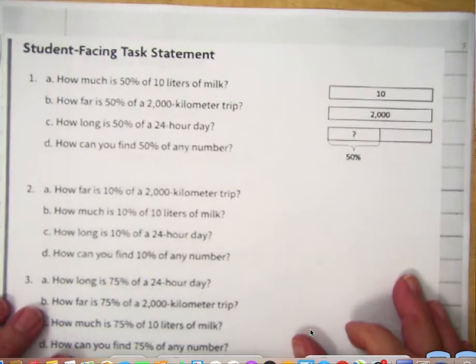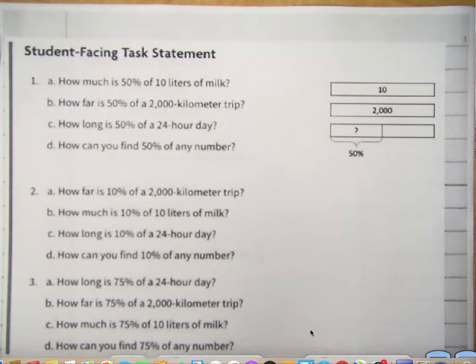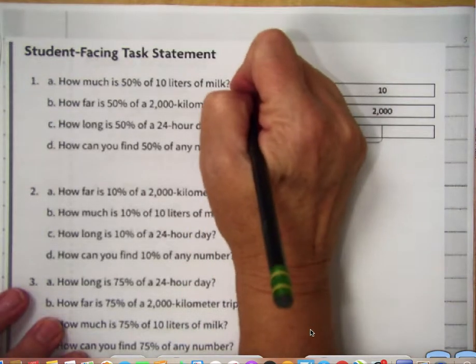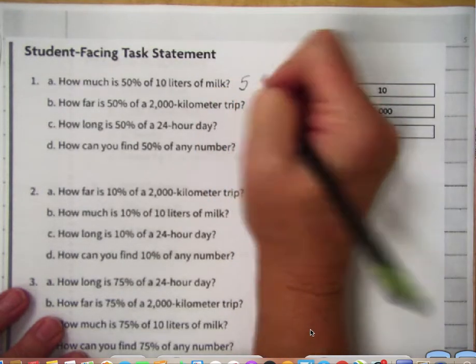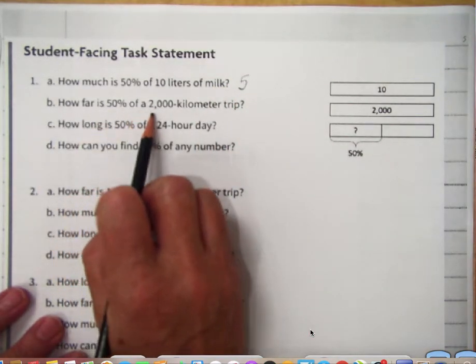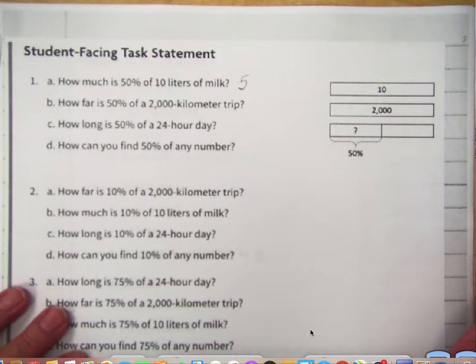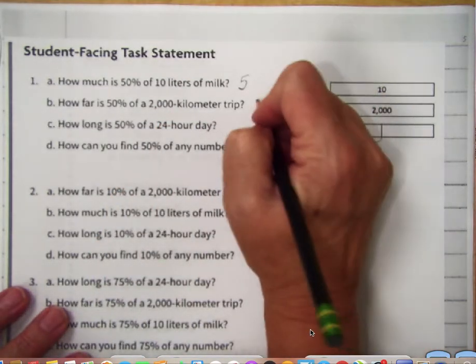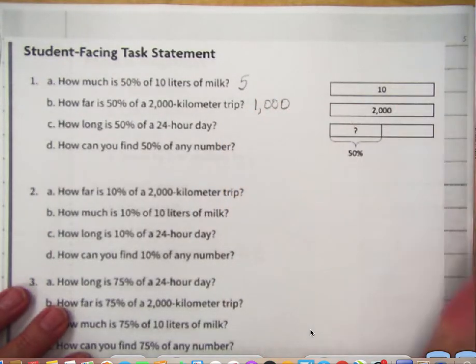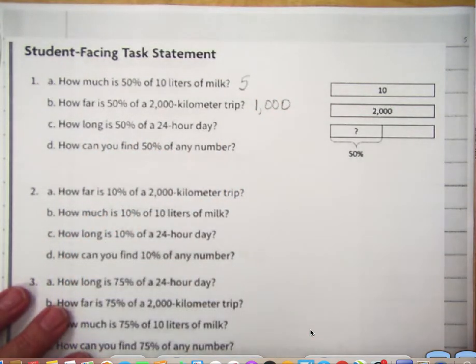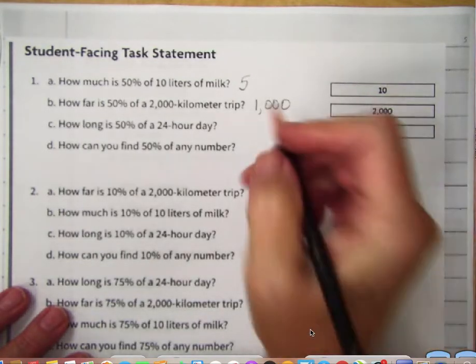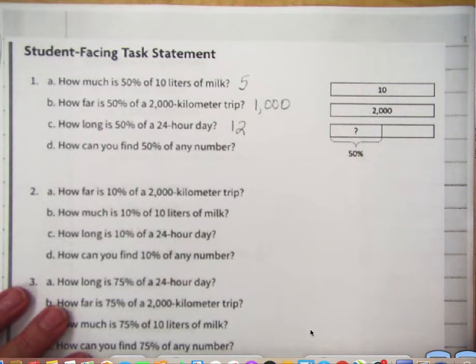Okay? So let's get right to our task. How much is 50% of 10 liters of milk? Well, think about it. 10 liters is half, right? So that's 5. How far is 50% of a 2,000 kilometer trip? Half of it is going to be 1,000. How long is 50% of a 24-hour day? Well, 24 divided by 2 or 24 times 1/2 is 12.